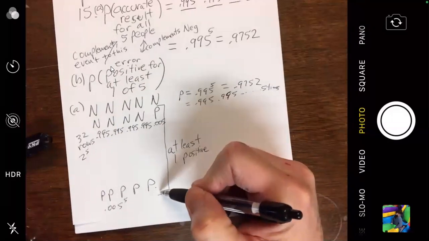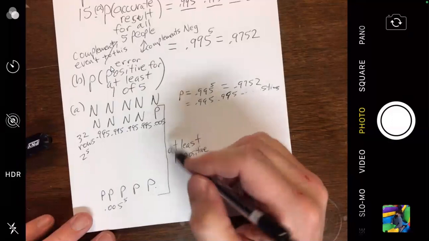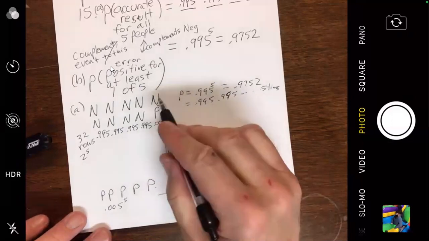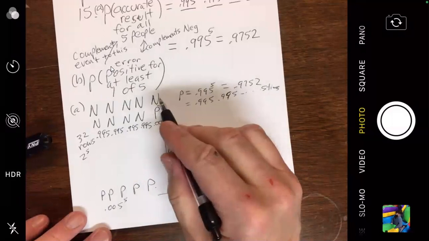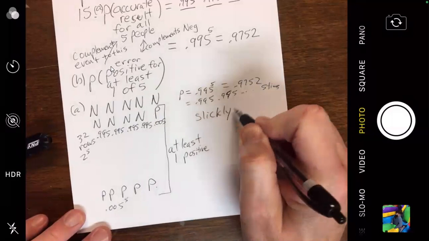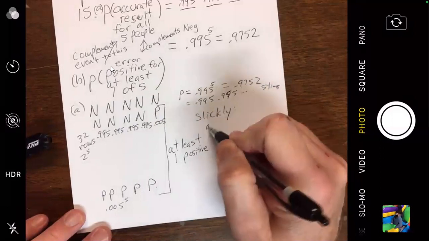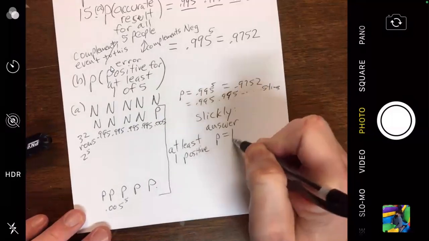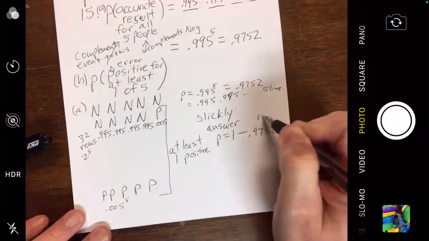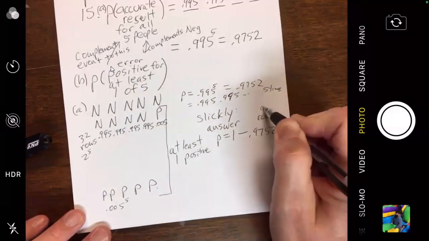But very slickly, this fits the definition of a complement. It's everything else in the sample space, not in the original event. So slickly, we can get our answer from 1 minus 0.9752. In other words, 1 minus row 1, which was the answer to A.